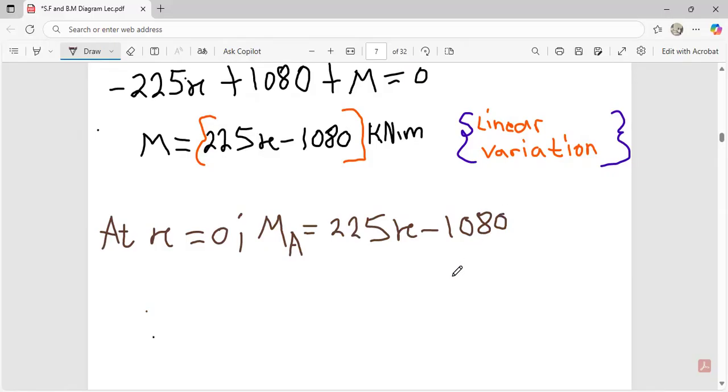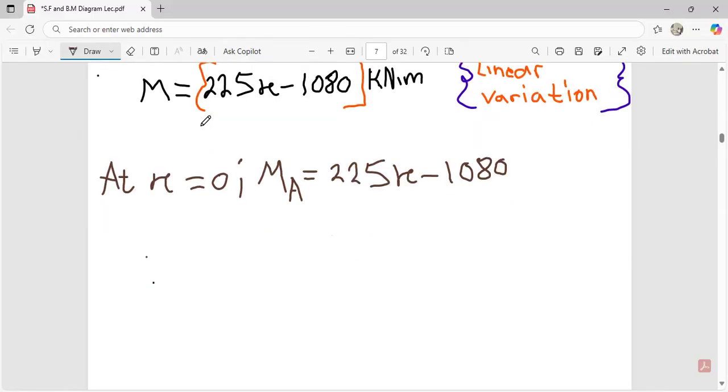After putting this down, now you can come and write it again and put down your variables in it. So realize that our MA, which is moment at A, is equal to 225, and in place of the x, we can put 0 inside because they say at x is equal to 0, then 1080. If you punch all of this into a calculator, it should give you the answer straightforward. Don't waste much time over here.